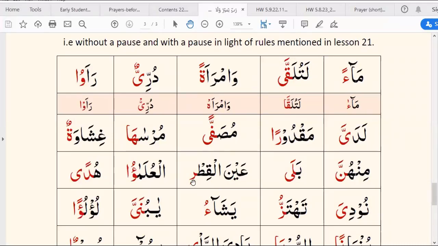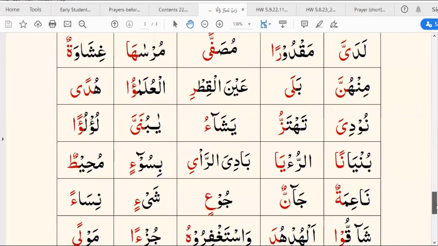This kasra here is taken off. I'm just hiding it with this white hand. And it's going to be read like Ayn al-qitr. Can you repeat? Ayn al-qitr. Yeah, well done. And we'll do one more, and this directly below.